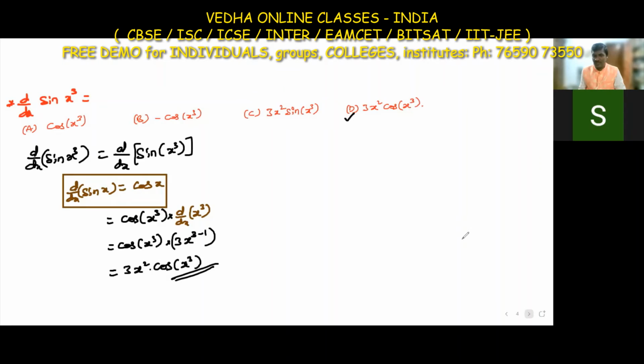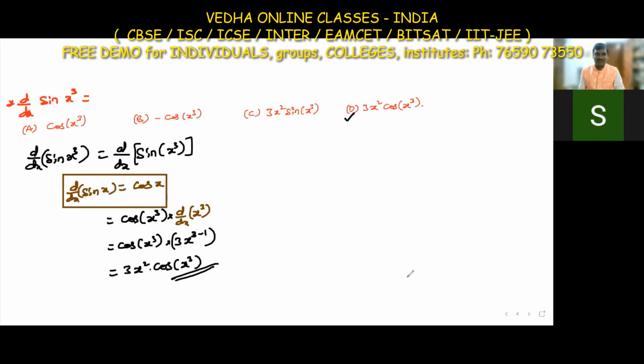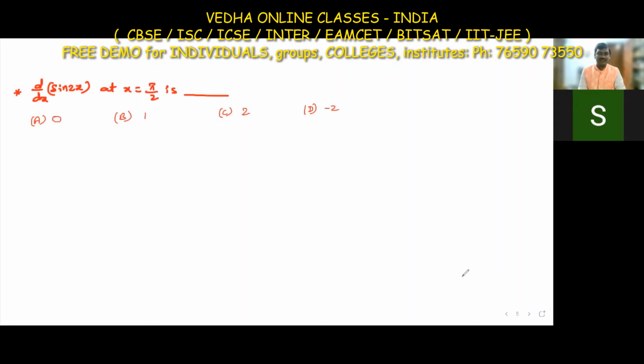Now, in the next question, d by dx of sine 2x, x is equal to pi by 2. Can I write 90? Yes, that is 90 only. After simplification, in the final answer, we write 90 degrees. So pi by 2 or 90, both are the same. You can write either 90 or pi by 2.